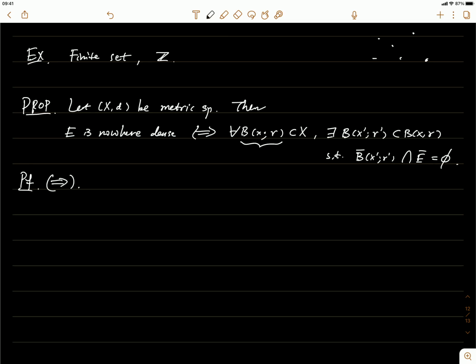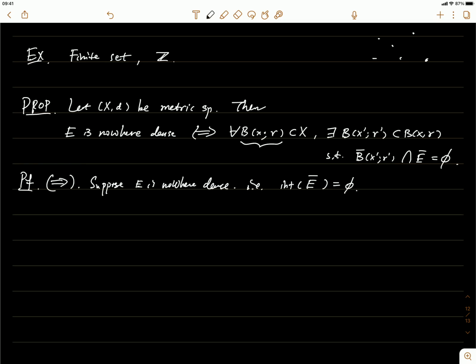Now suppose that E is nowhere dense. So we start from here. And what that means is, by definition, the interior of the E bar is empty. Okay, so that's what this means.